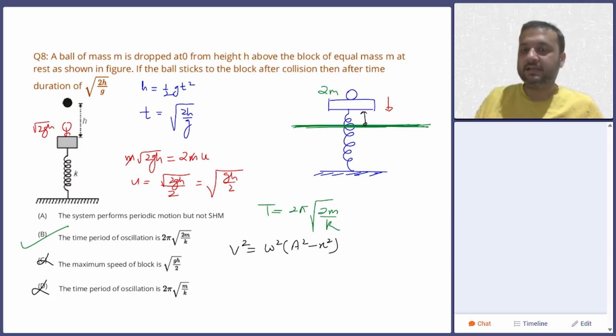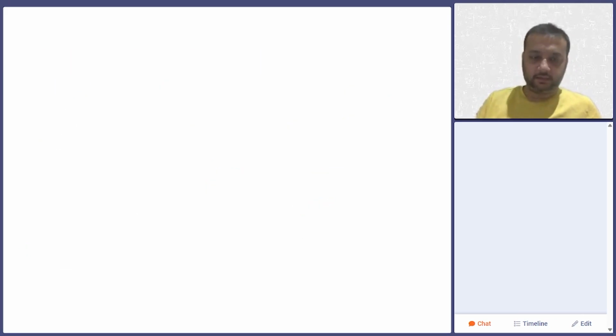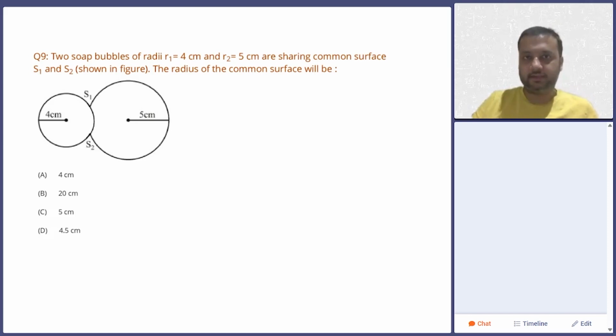You know that maximum speed occurs at the equilibrium position. So maximum speed will occur over here. This is the speed which is slightly less than the maximum speed. Okay, so option B is definitely correct. Let's look at the next question.